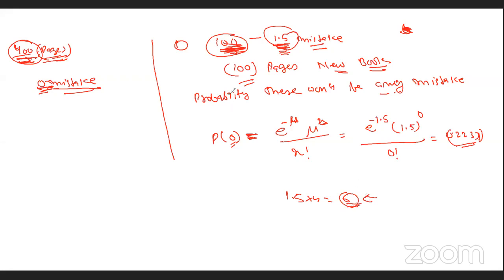Now if I'm asking you what is the probability that there will be zero mistakes, it's not an issue. You will be able to find it out for the 400 pages, because we know the average mistakes that we are going to make in this particular place. As simple as that. So just change the value of the average over here, right? The X value will be the same, and you will get the same probability for some other interval.